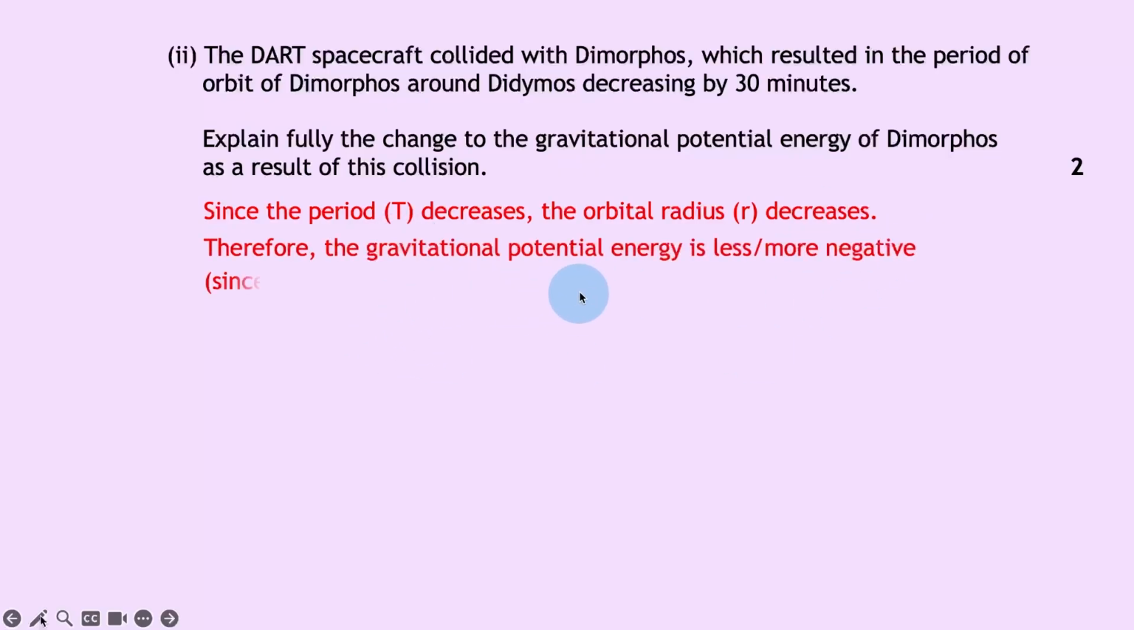Therefore, we could say the gravitational potential energy is less or more negative since Ep is proportional to negative 1 over r. So if the denominator r is smaller, that gives us a bigger magnitude of Ep, but because of this negative sign, that would mean it's less or more negative, you could say. And this just comes from the equation for gravitational potential energy on the relationship sheet, Ep equals minus GMm over r.